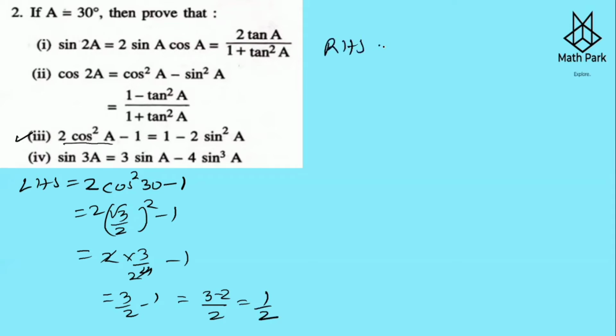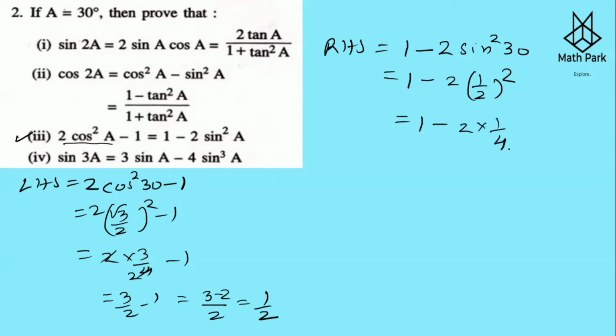Let us start the RHS of this question. So RHS, we have 1 minus 2 sine square A, that is 1 minus 2 sine square 30. Sine 30 is half. So 1 minus 2 into half squared, which is 1 minus 2 into 1 by 4. 2 ones are 2 and 2 twos are 4. So 1 minus half is half. So thus we got LHS is equal to RHS. And then we are done with the third.